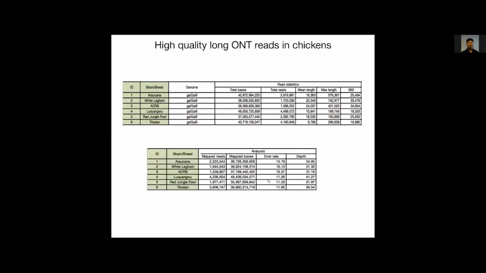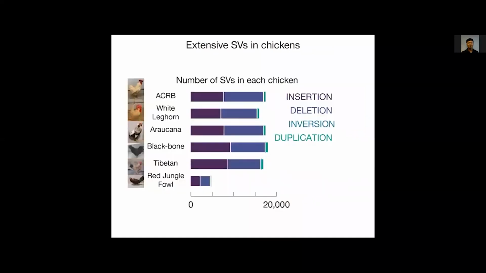So when we do the mapping, we find that over 80% could be mapped to the genome. And the error rate is over 10%, but the depth is pretty high, so that can be used to eliminate the high error rate. We have over 30-fold coverage. So overall, we have got very high quality Oxford Nanopore reads in chicken. This allowed us to define structural variation with high confidence.